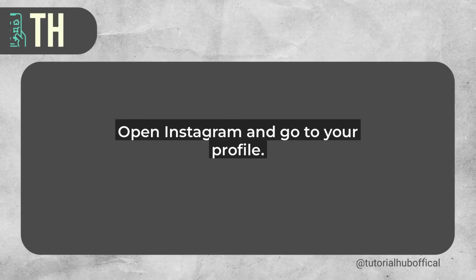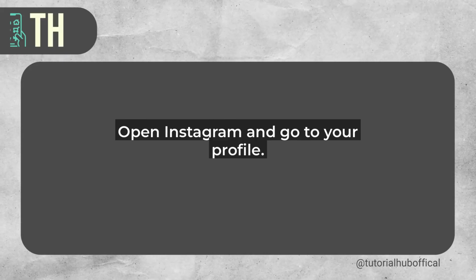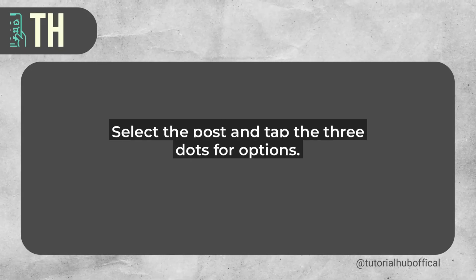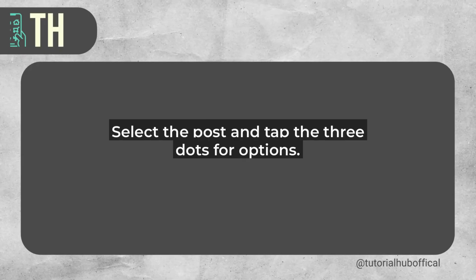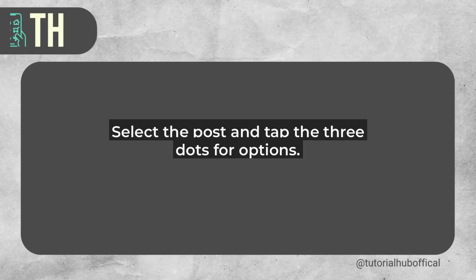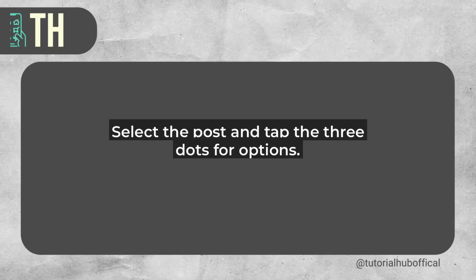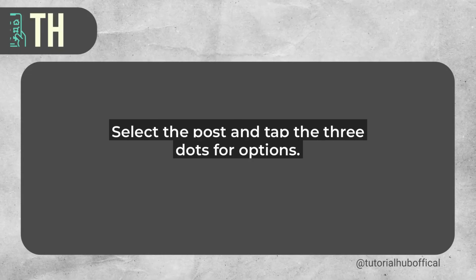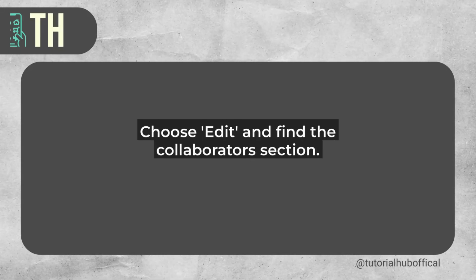Tap on the post to open it, then hit the three dots in the top right corner for more options. From the menu that pops up, look for the Edit button and select it. This will let you modify your post. In the Edit screen, you'll see an option for Collaborators or Add People. This might vary slightly based on the 2025 updates, but it's usually under Advanced Settings.